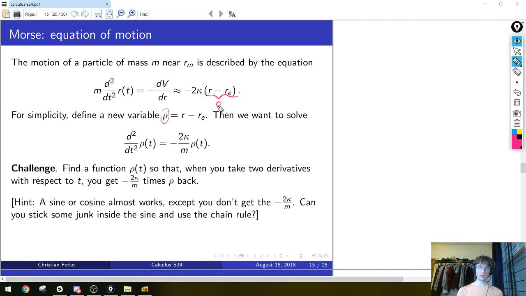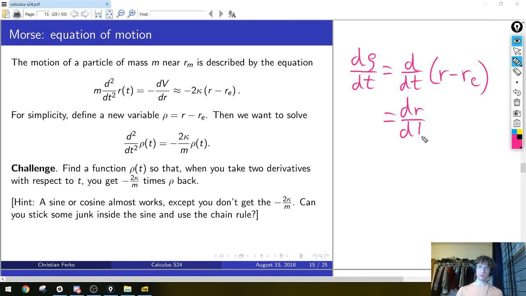Rho is going to be this thing in parentheses, r minus r sub e, so I don't have to write that anymore. Notice that doesn't change the left side, because the derivative of rho with respect to t is the derivative with respect to t of r minus r sub e, which is the derivative of r with respect to t minus the derivative of r sub e with respect to t. What is the derivative of r sub e with respect to t?